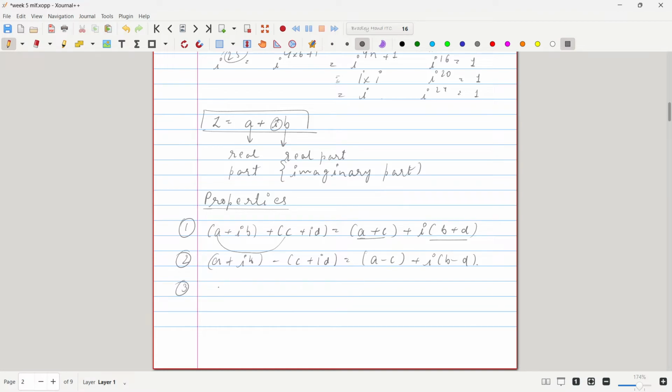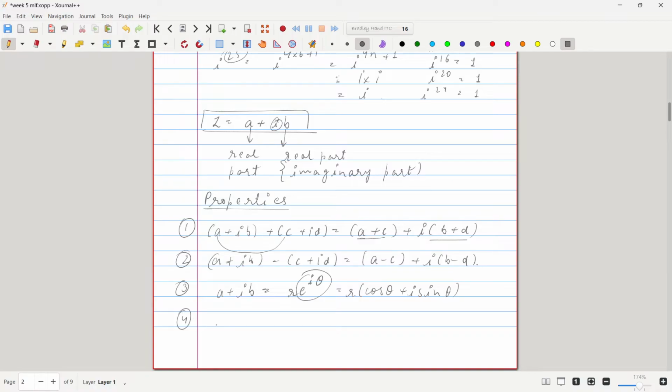And a plus iota b can also be written as r e raised to the power iota theta. And this e raised to the power iota theta can also be written as r into cos theta plus iota sin theta. So I hope this is clear.